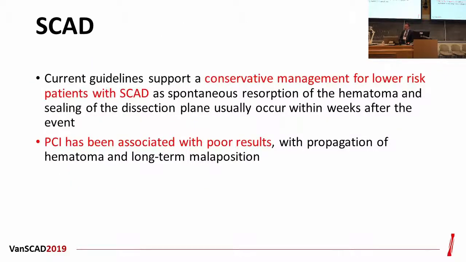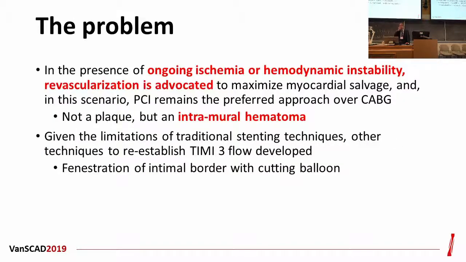Like Dr. Supp presented earlier, the guideline is to do conservative management, because usually there's spontaneous healing, but it's not always possible. But PCI overall has not had good results with propagation of hematoma. Although some techniques were presented, like putting the stent distal, proximal, and everything, can avoid propagating the hematoma. But the nature of the problem is very different to what we have with coronary disease.